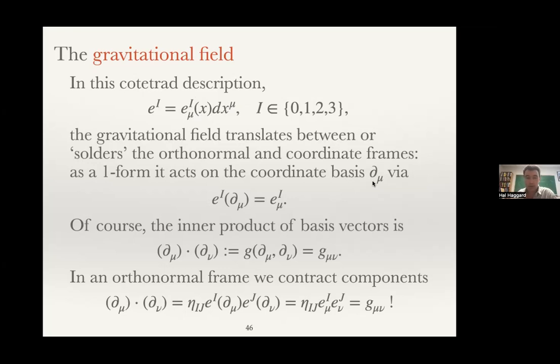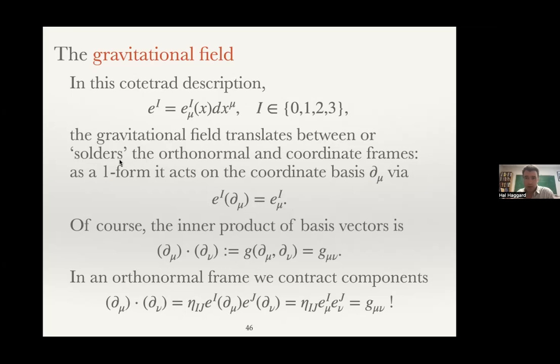How does it do this? Well, it's a one-form. You just feed that coordinate basis vector to it, and you get exactly this cotetrad matrix, this thing that translates between the two. That's the reason it's called the soldering form. In addition to being called a cotetrad, it's often called a soldering form. It's taking you from your general coordinate frame to an orthonormal frame.